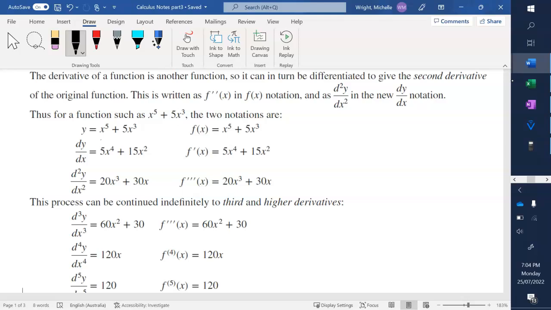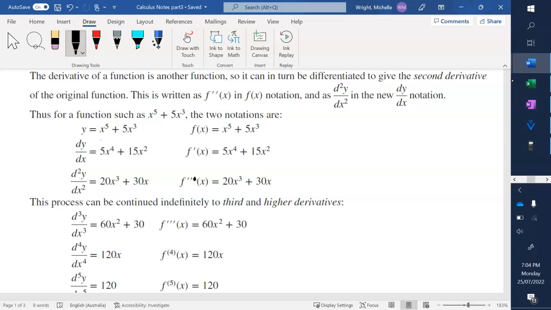We could then go again. We've differentiated our function to get our gradient of the tangent, but that's still a function. So we could go again and write it as d squared y on dx squared. 4 times 5 is 20. Take 1 off the power, we get 3. 2 times 15 is 30. Take 1 off the power, we get x. We could also write it as f double dash. F double dash of x equals 20x cubed plus 30x.